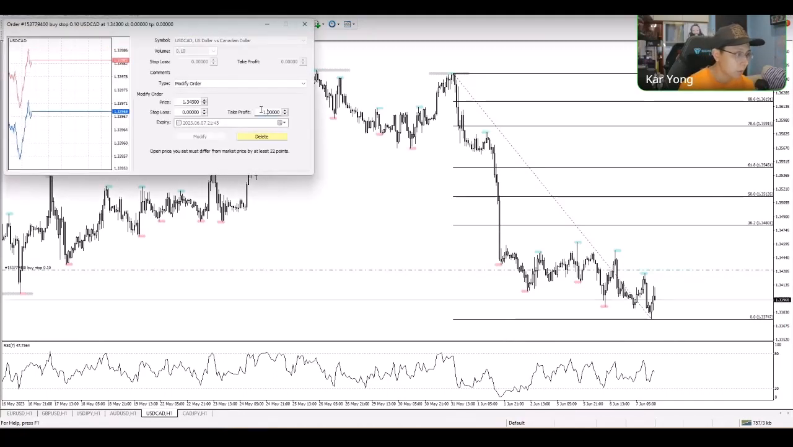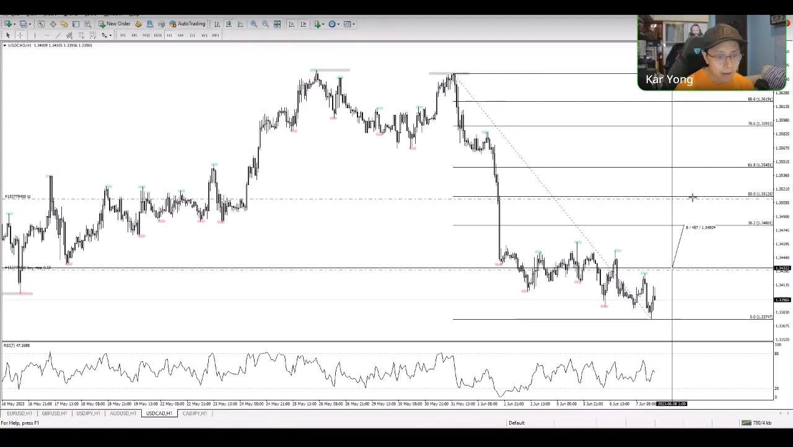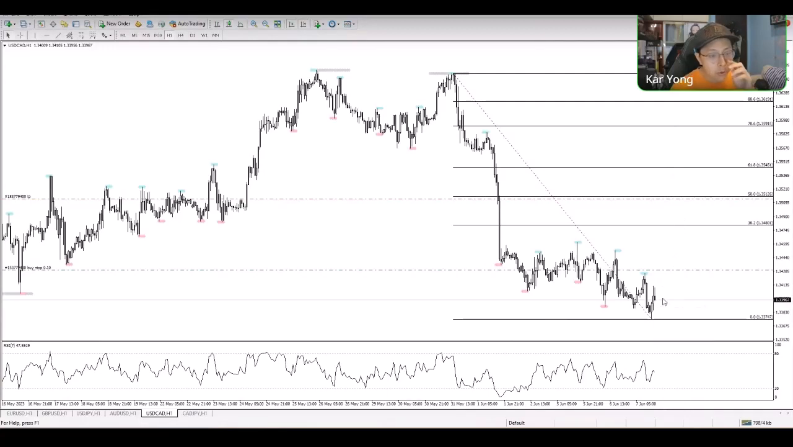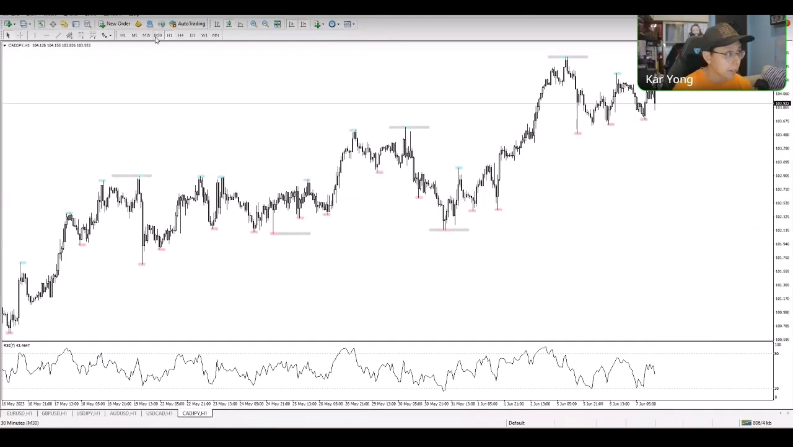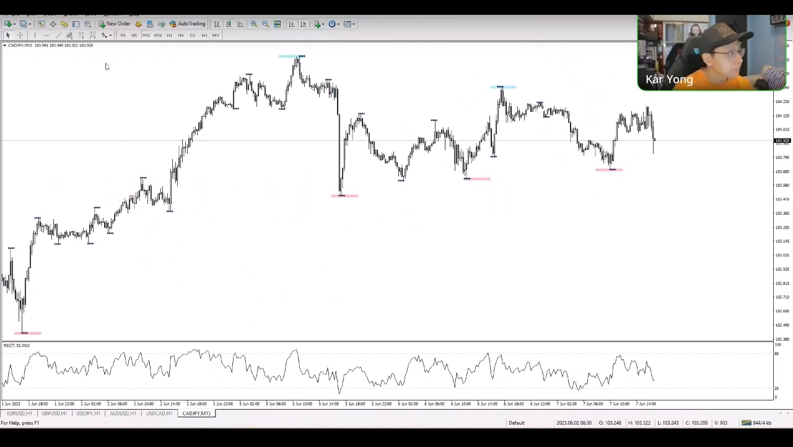Okay, so this is about 1.3510, right? So somewhere there. It's definitely more than 15 to 20, right? So this one here, I'm looking at combining a news trade with a swing, and what I'm going to do with CAD yen over here is utilize a straddle.